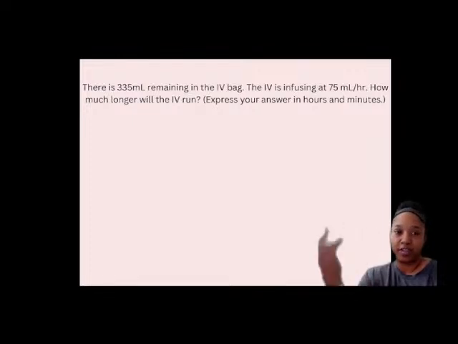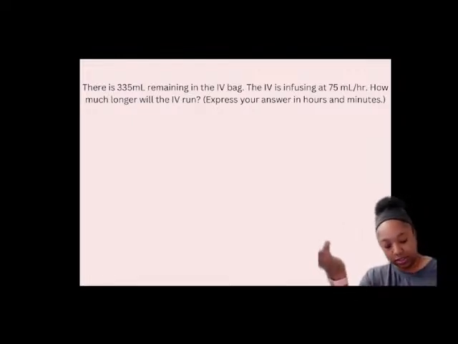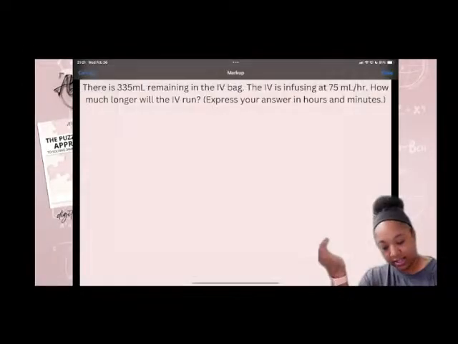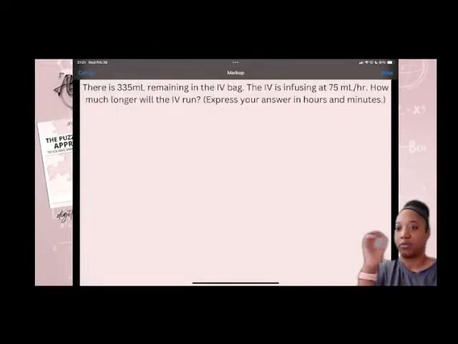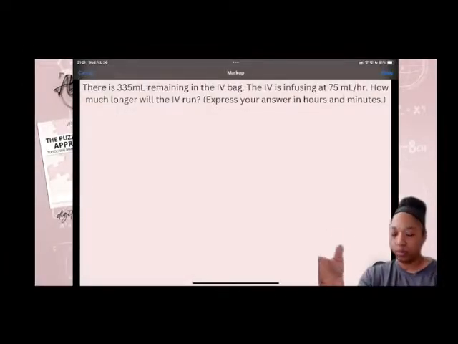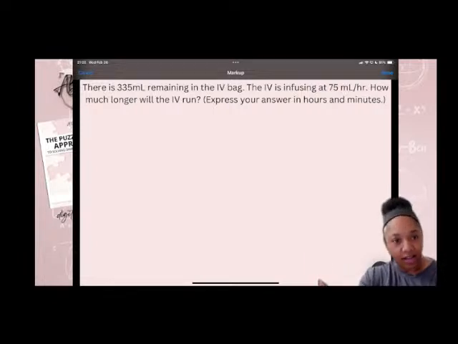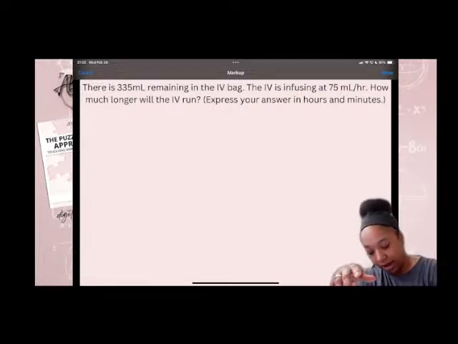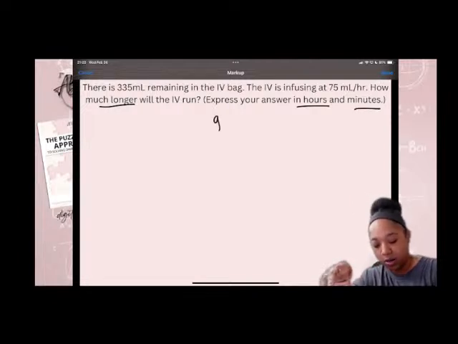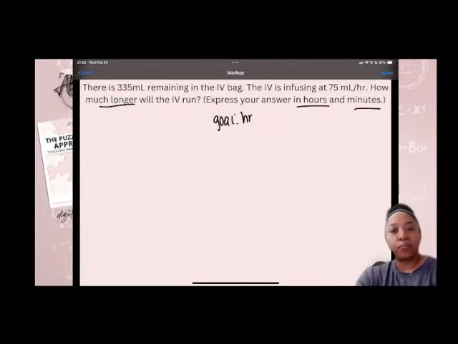So this is IV completion time. So how long will it take for this to run out, basically? That's what it's asking us. So what is our goal? What is the question asking us? Time, right? So how much longer? You have to express your answer in hours and minutes. So our goal is going to be hours. And let me tell you why. Because when you look for the hours and you get an answer, you'll either get a whole number by itself or you get a whole number with a decimal.